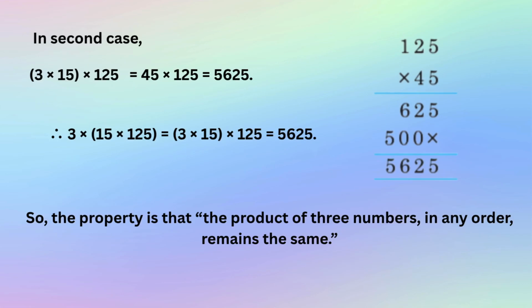In the second case, 3 times 15 times 125 equals 45 times 125 equals 5,625. So (3 times 15) times 125 equals 3 times (15 times 125) equals 5,625. So, the property is that the product of three numbers, grouped in any way, remains the same.